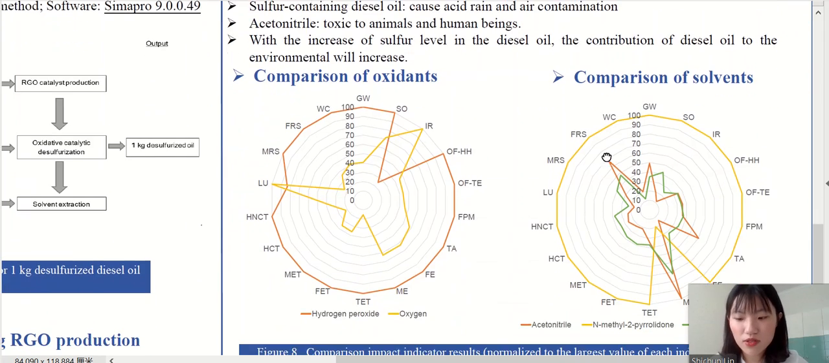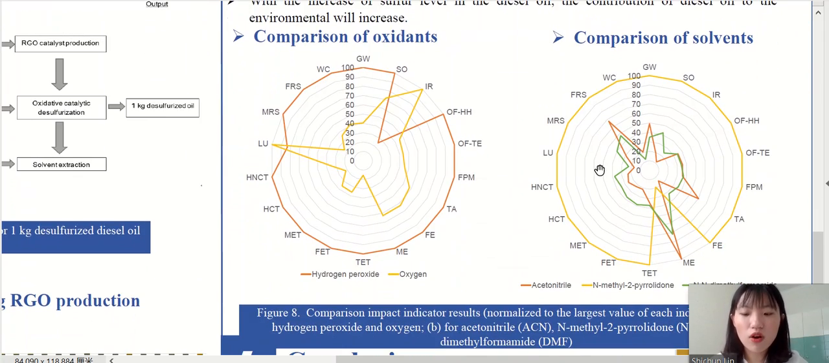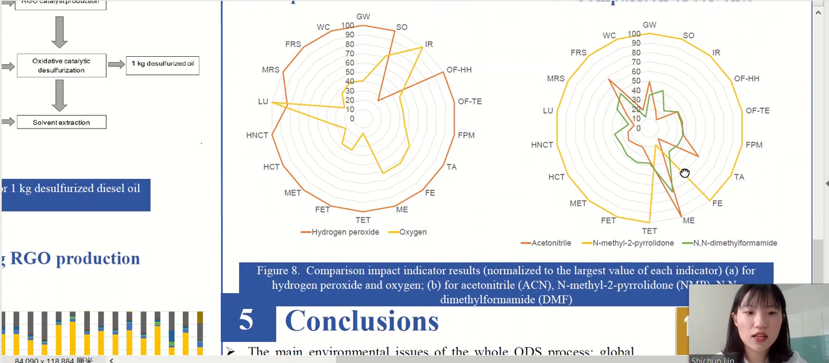Then come to the comparison part. Owing to the important role of the oxidant and solvents, the environmental impact study of them is also carried out. Oxygen is a greener oxidant by comparing with the hydrogen peroxide, and each solvent has different damage degree to environment. The NMP has the highest environmental impact, followed by the ACN and DMF.